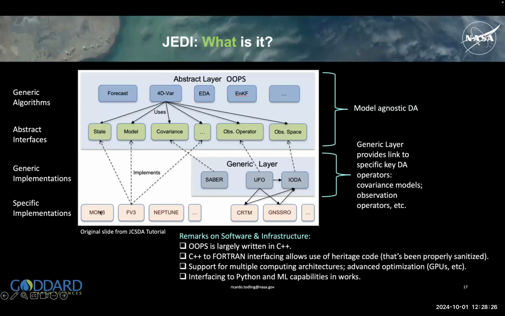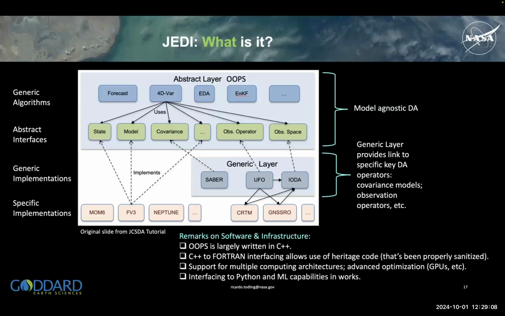For example, MOM6 runs an ocean application, so an ocean model, FV3 is an atmospheric global model, and so on. It also hooks up to models that simulate the observations, like CRTM, the Community Radiative Transfer Model, or RTTOV, which is the European equivalent of that, and operators for doing radio occultation. These are all observation operators that essentially simulate the observations, and therefore you can compare the real observation with what your model is seeing.